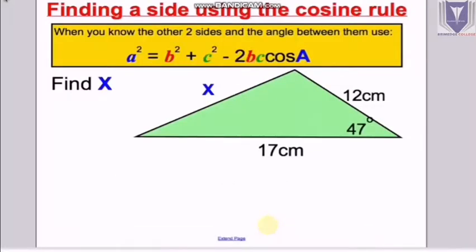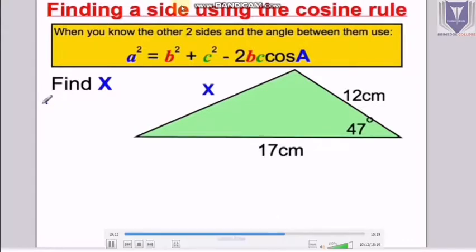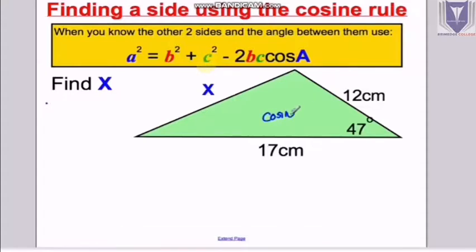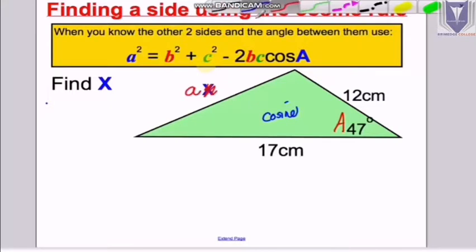This is a typical question. We're asked to find side X. We are talking about 3 sides now, X, 12, and 17. So obviously we use cosine rule. You can see X is unknown, but the opposite angle is known, which is 47 degrees. Don't forget the condition. If you are looking for an unknown side, you must know the opposite angle. And if you are looking for an unknown angle, you must know the opposite side.